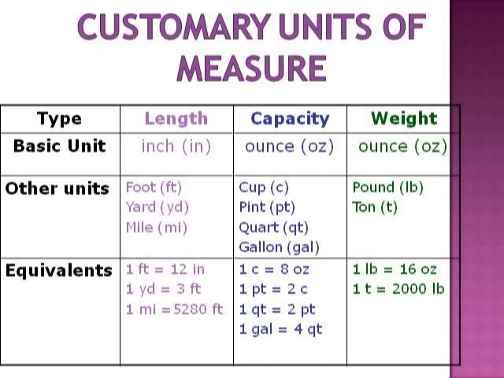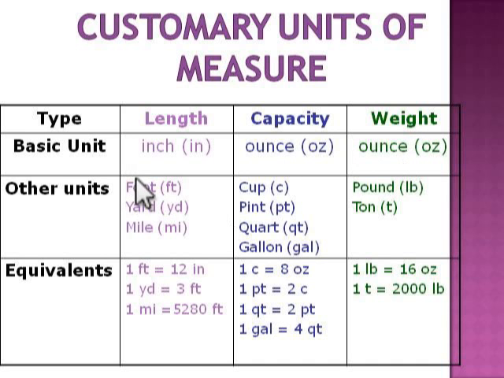So within the US Customary Units, the units of measure, again, are for measuring length, capacity, which once again is liquid measure, and weight. In length, the basic unit is inches. In capacity, the basic unit is ounces, fluid ounces as a matter of fact, but a lot of times we just call it ounces. And in weight, the basic unit is also ounces.